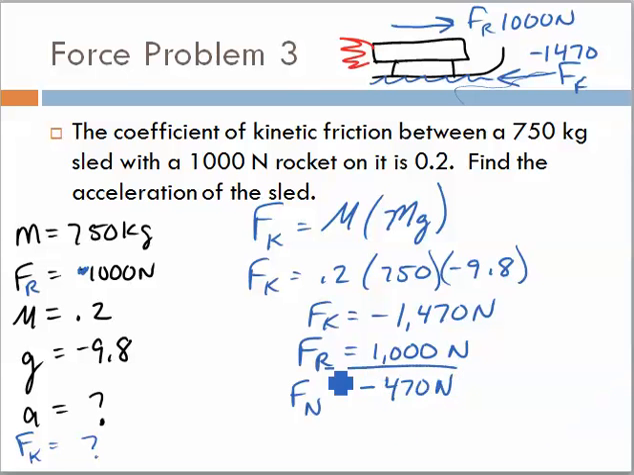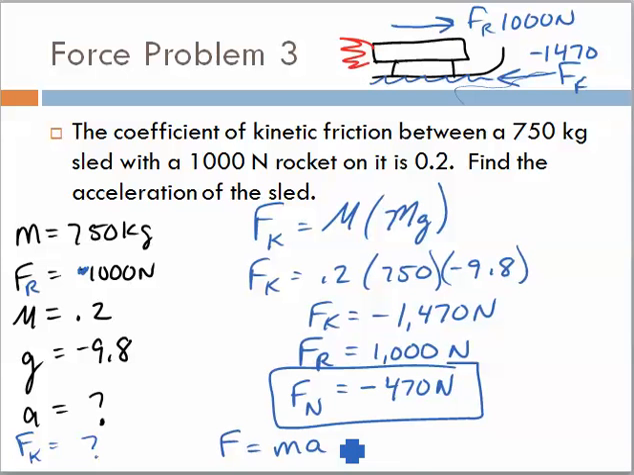I know my net force. So F equals m times a if I want to find the acceleration. So now it's just a matter of substituting in what I know. My net force is negative 470 newtons equals the mass of the sled times a. Solve for the acceleration. As we come to find out here, the acceleration turns out to be negative 0.63 meters per second squared.